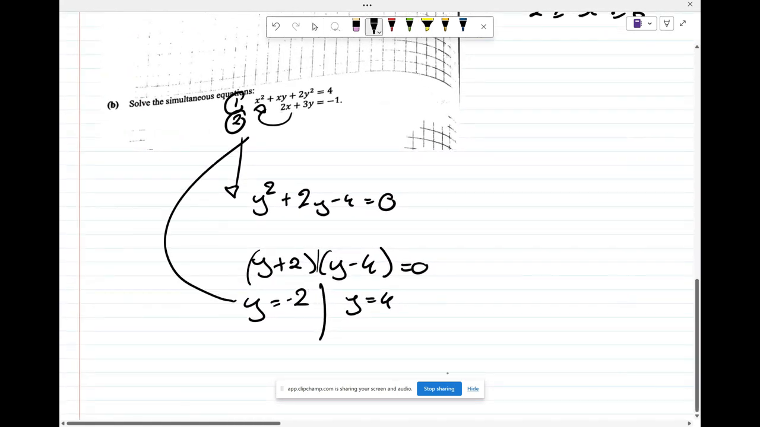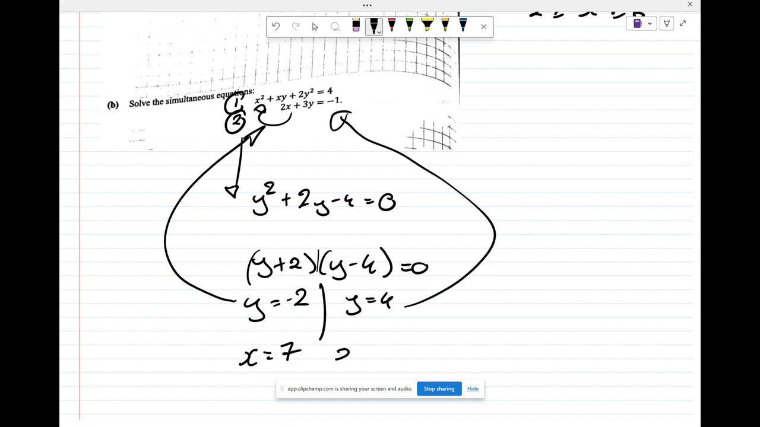Then we're going to sub back up into our equation each time for y, and then get two values for x. So x is 7 and x is 6. And that'll be your final answer. You're going to have 4 values.